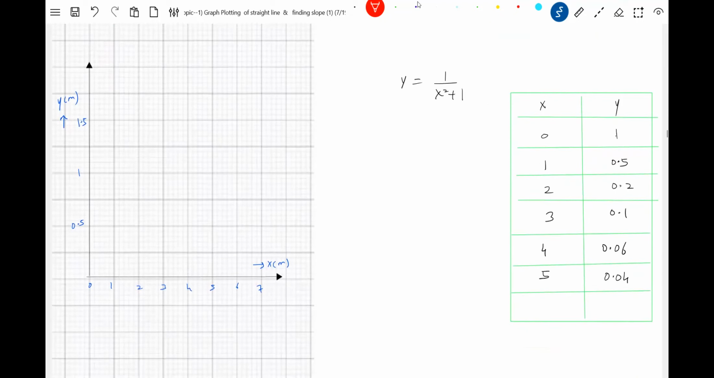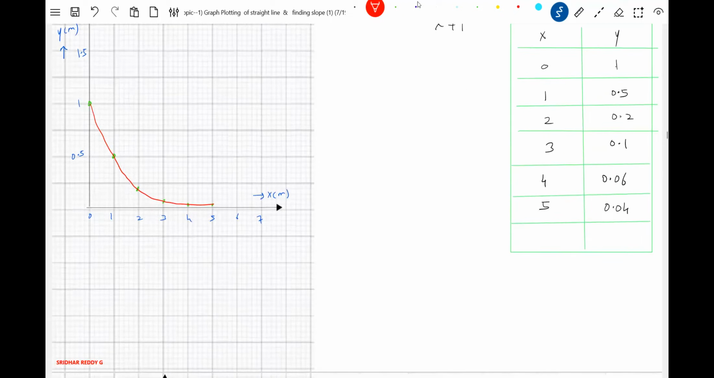The next part, y equal to 1 by x square plus 1. Put x equal to 0, it will be 1. x equal to 1, 0.5. x equal to 2, 0.2. x equal to 3, 0.1. x equal to 4, 0.06. x equal to 6, it will be a still lower value. Okay, the curve. Not like the first one. This also comes under rectangular hyperbola.